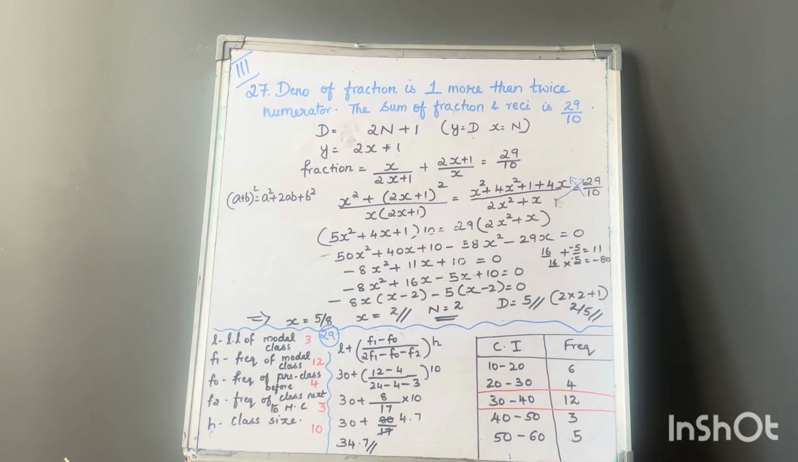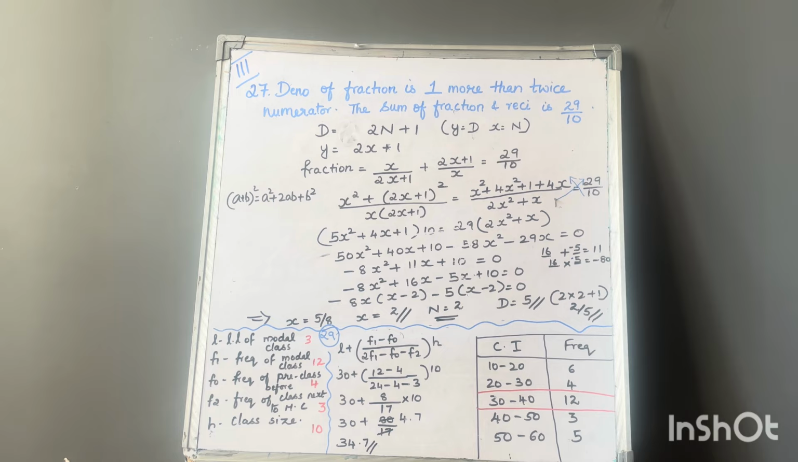x is equal to 5 by 8 is not possible because it's a whole number. So the numerator is 2. Therefore the denominator is 2 into 2 plus 1, which is 5. So the fraction is 2 by 5. Hope you understood the method of working.